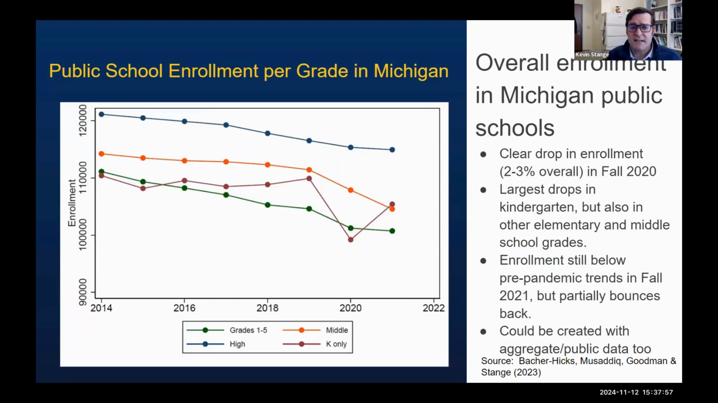But what we were interested in is, where is this enrollment drop coming from? Is it students leaving? Where are they going? And then importantly, when schools reopen, did they come back? And so that's what you could do with this data, because it's linked over time at the student level. We could answer these questions.